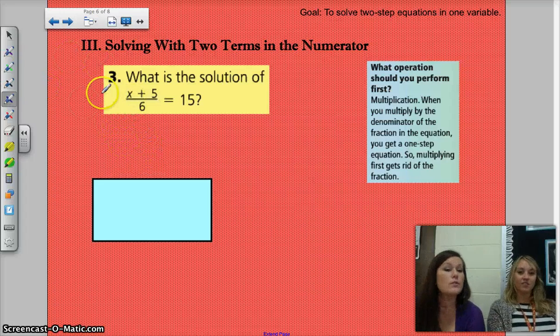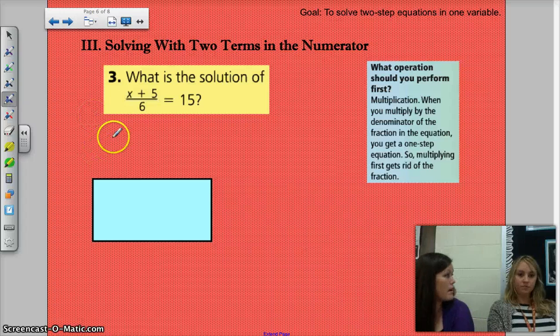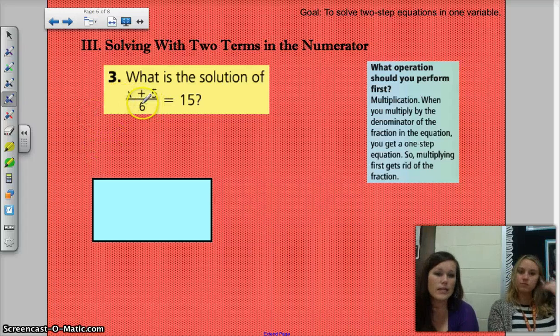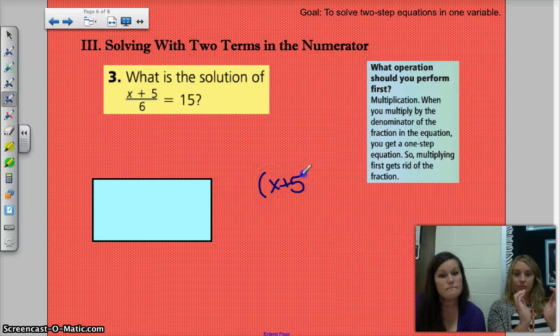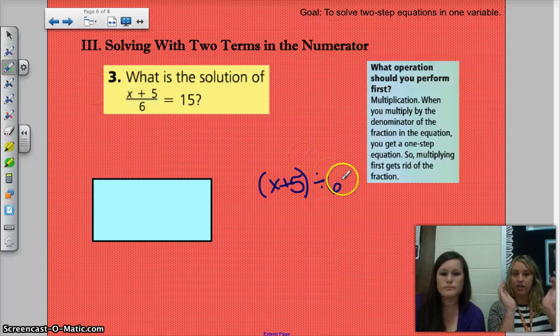All right, so the first thing, usually we start by subtracting the 5. But this time we need to undo what's happening in the denominator. If I wrote this out as a long expression, it would say x plus 5 in parentheses, and then the divided sign, 6. So the x and 5 are hooked together through the parentheses. This is what we need to get rid of first.